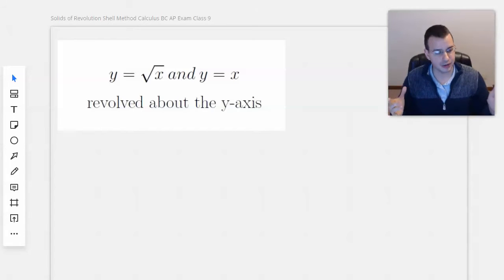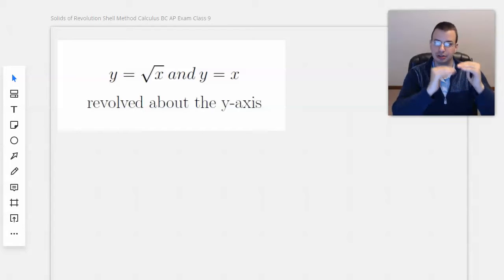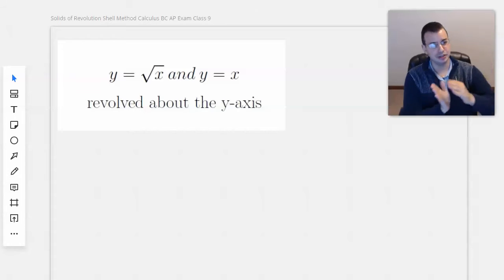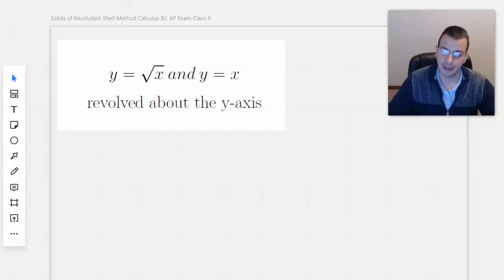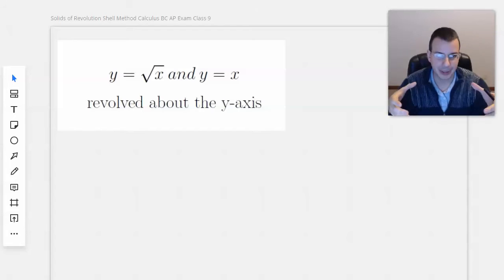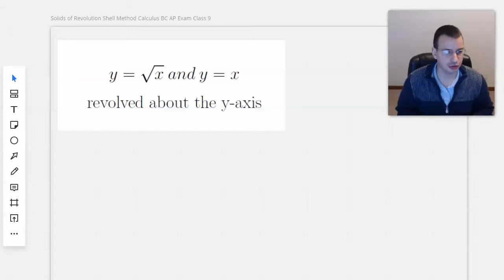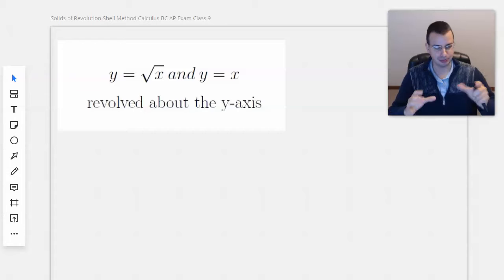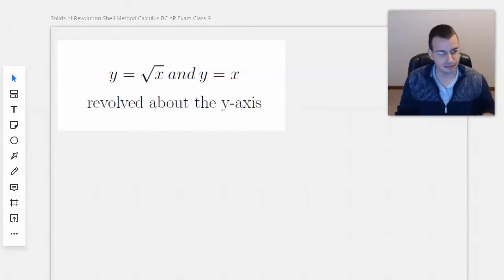Today we're going to talk about the shell method. Last time we talked about the disk method, which was a way of finding volume using disks on top of each other, or side to side, in the same direction. This time we're going to talk about the shell method, which is more like concentric tubes or circles, cylinders. If you thought about a whole bunch of pipes of slightly different sizes that were all concentric and fit into each other, that would be similar to what we're doing this time.